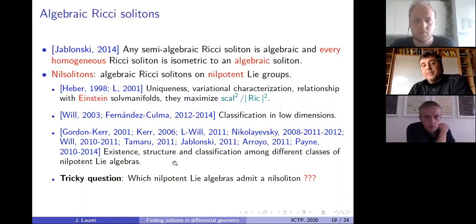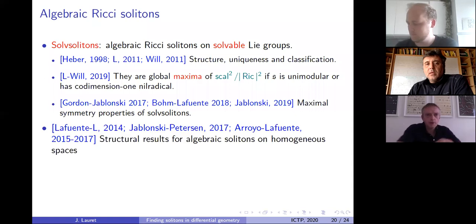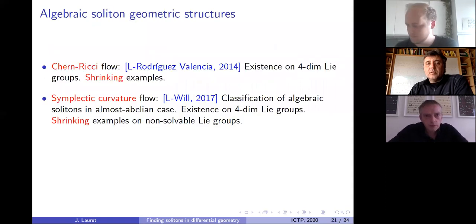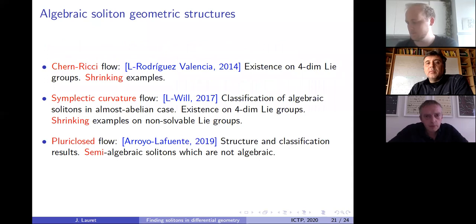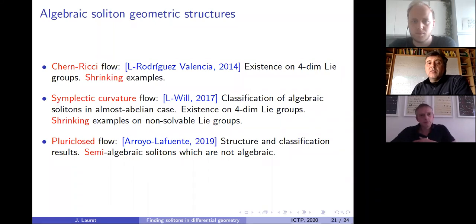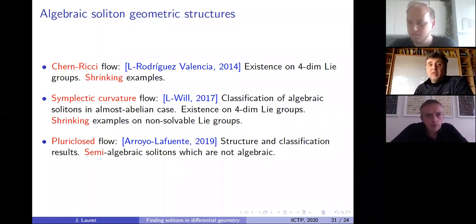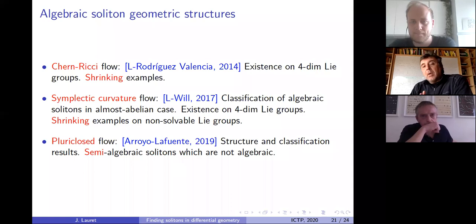But in other contexts, we also have some Lie groups for which we can prove there are no algebraic solitons, but sometimes we don't know if there is a general soliton. Of course, algebraic solitons are solitons, they are just special. But sometimes a Lie group can admit a very exotic soliton, which is not algebraic. Thank you.